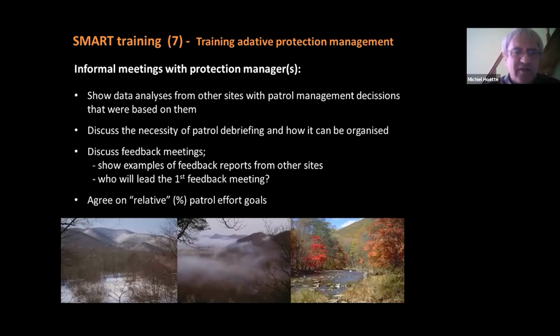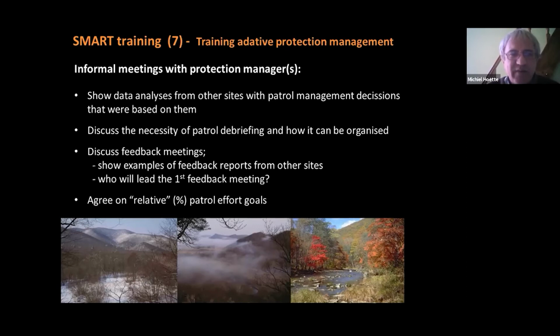Well, now the third type of training, and that is training adaptive management, teaching the managers that are going to use the SMART data how to do that in an effective way. Basically, how to set up adaptive patrol management based on SMART data. I suggest that this is kind of an informal process. You just sit down, maybe not just one meeting, but several meetings with the protection managers, and you try to understand what eventually will be required from them.